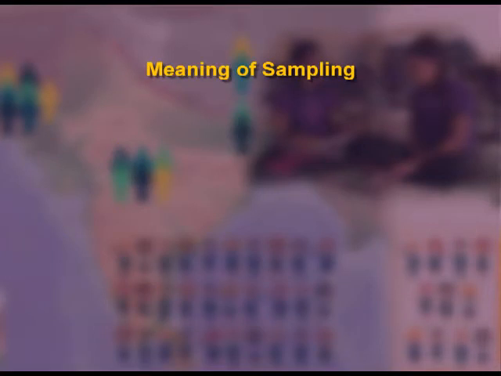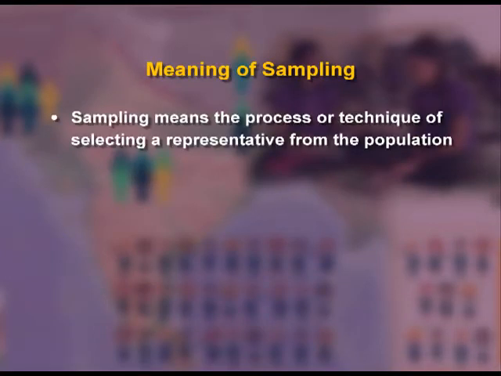Meaning of sampling. Sampling means the process or technique of selecting a representative from the population. Sampling means the act, process or technique of selecting a suitable sample or a representative part of the whole population or objects for the purpose of determining parameters or characteristics of the whole population or objects.